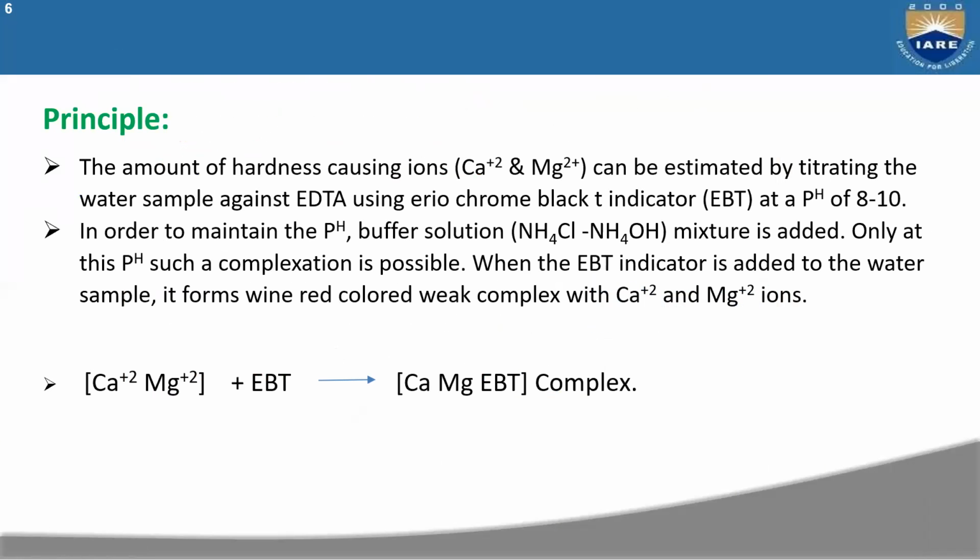And next, the principle. The amount of hardness causing ions can be estimated by titrating the water sample against EDTA using Eriochrome Black T indicator at a pH of 2.5 to 3.5.